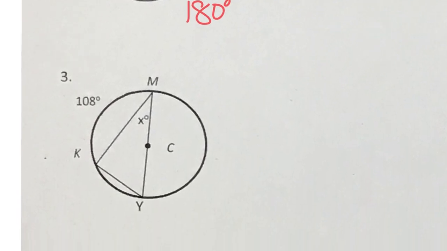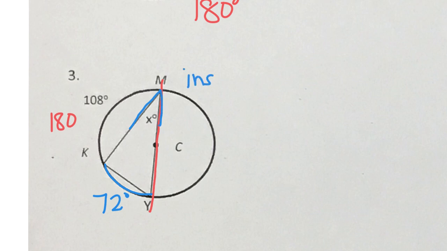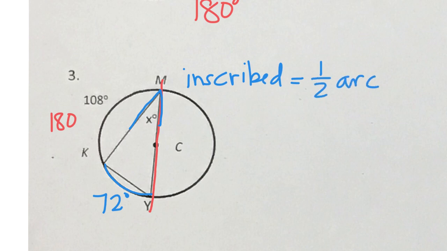Okay, number 3. Once again, we recognize, hopefully, that we have a diameter, so this whole thing is a 180 degree arc, which means from K to Y is going to be 72 degrees. And this angle where we find x is an inscribed angle. And hopefully you know the inscribed angle is half of the arc. So half of 72 is 36.